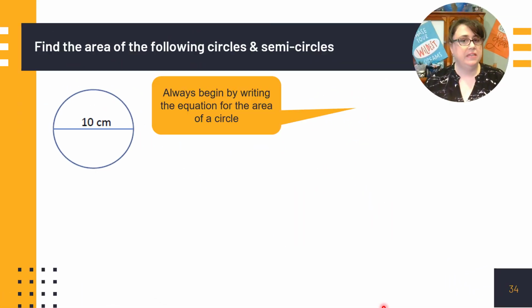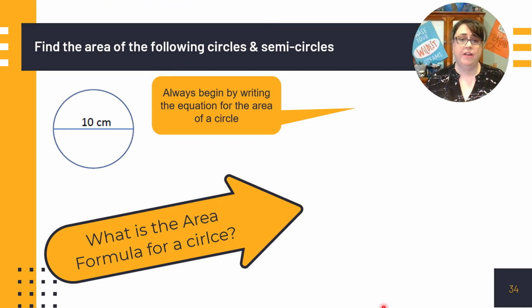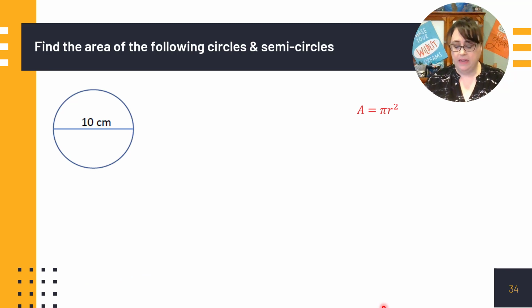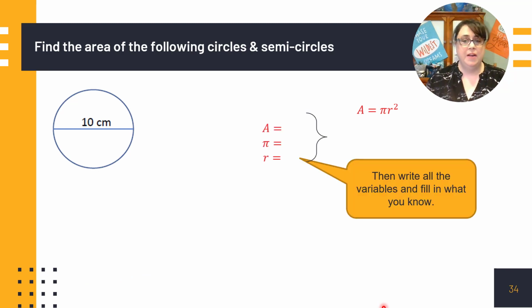So in our next one, same thing. Always begin by writing the area of the circle's equation. So area equals pi r squared. Write down those variables and fill in what you know. So I know that pi is 3.14 and our radius I'm a little shaky on right now because that 10's not a radius. That 10 is a diameter, but it's not that hard to get to radius. You just divide it by 2. So radius is 5.